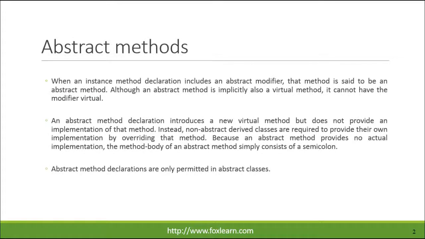When an instance method declaration includes an abstract modifier, that method is said to be an abstract method. Although an abstract method is implicitly also a virtual method, it cannot have the modifier virtual. An abstract method declaration introduces a new virtual method but does not provide an implementation of that method.